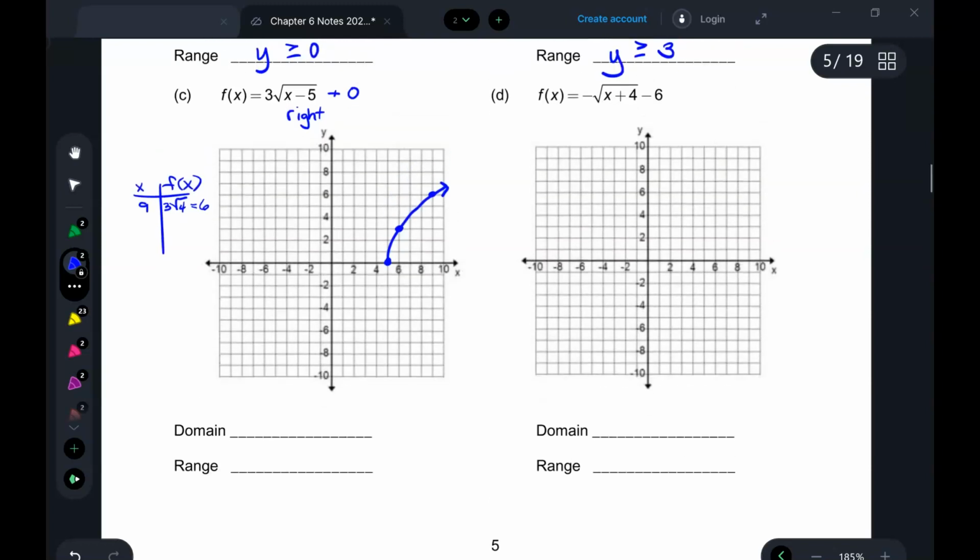Okay, our domain, we set x minus 5 greater than or equal to 0, which gives us x greater than or equal to 5. And the range has to be greater than or equal to 0. Good.